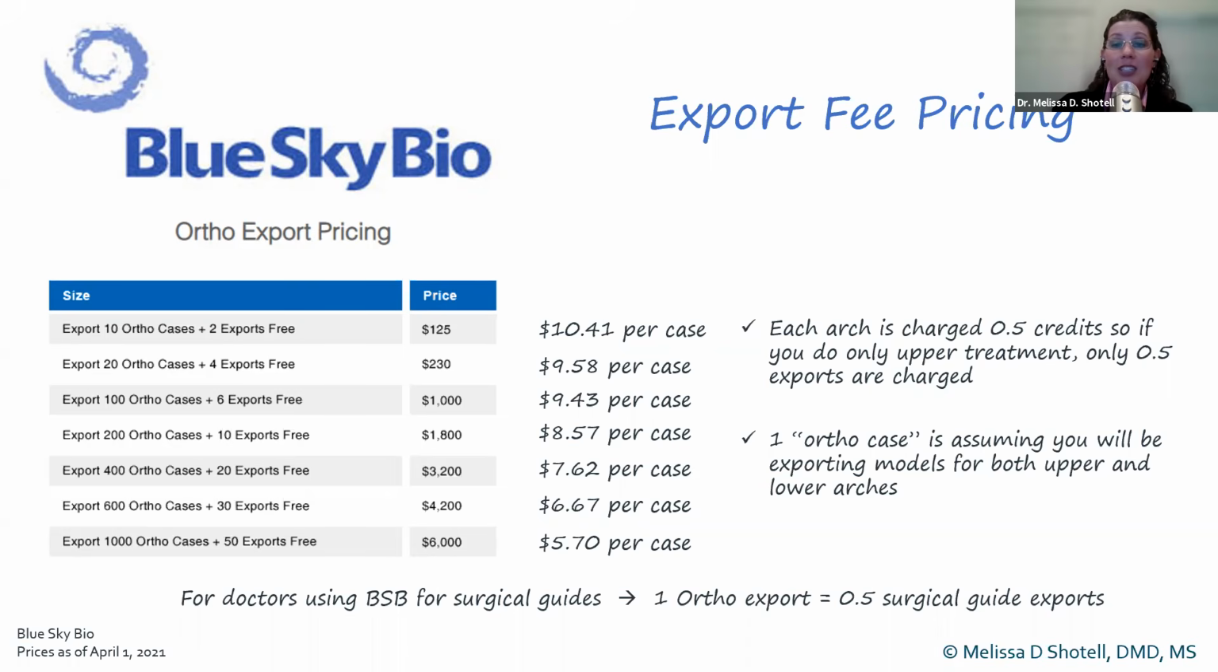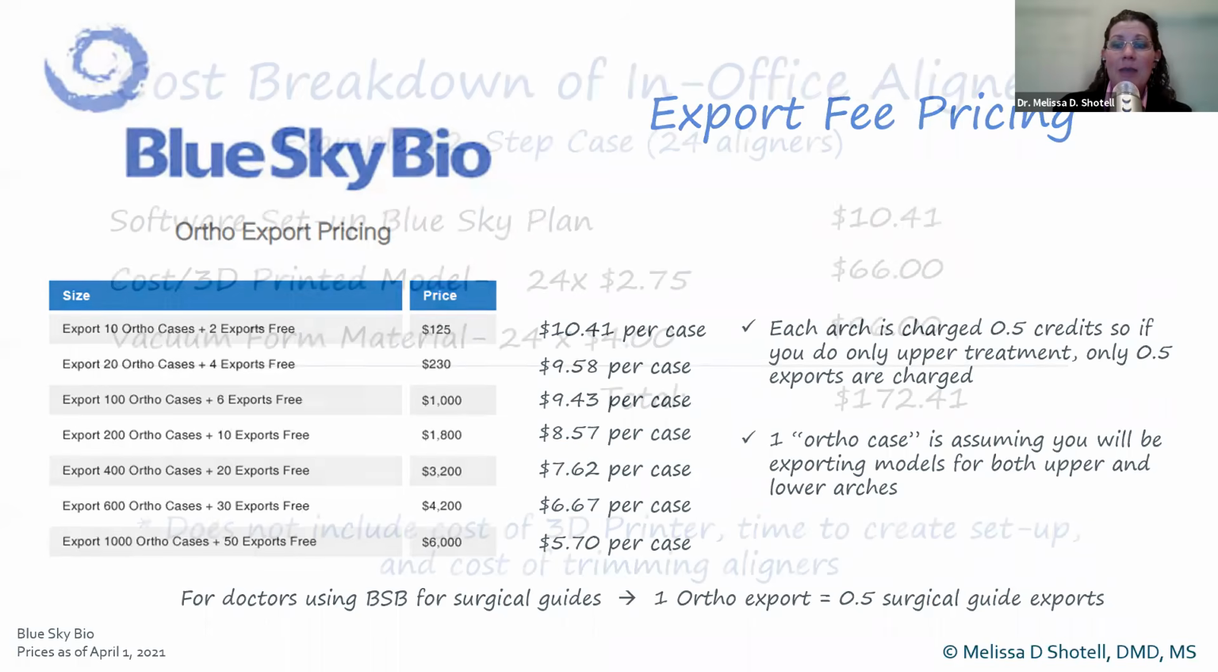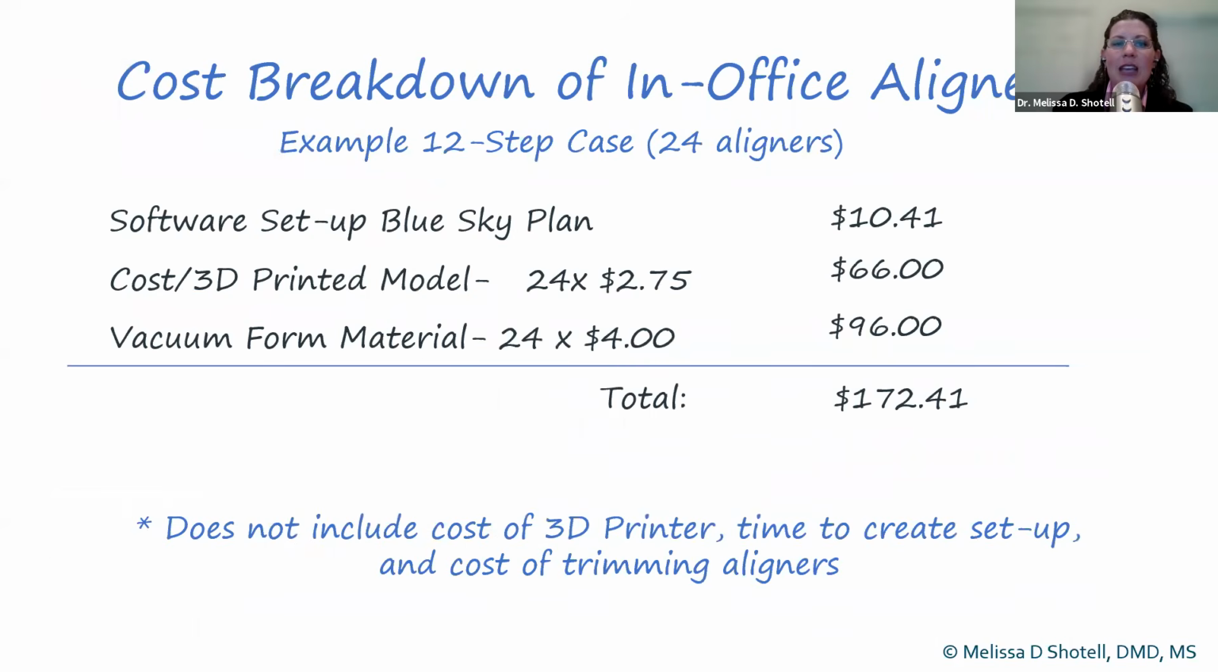What I'd like to share with you is the cost breakdown in my office if I was looking at a 12-step case. So if I have a patient that needs 12 steps for treatment, I would be creating 24 aligners, 12 for the upper arch and 12 for the lower arch. And if I was to begin by purchasing just the minimum number of exports, I would be looking at just under $11 to export my case.